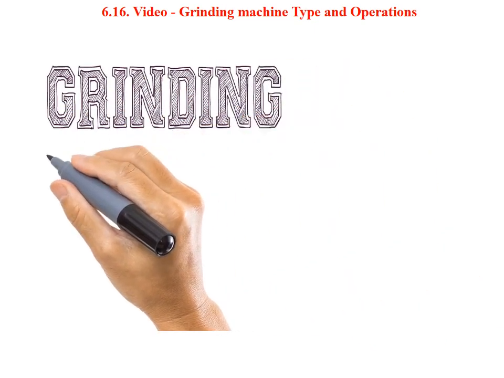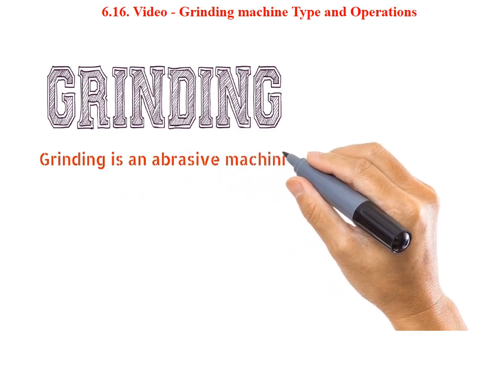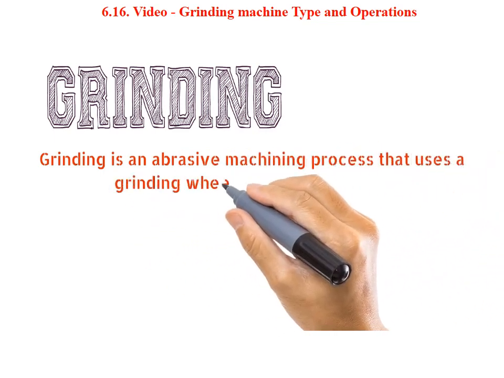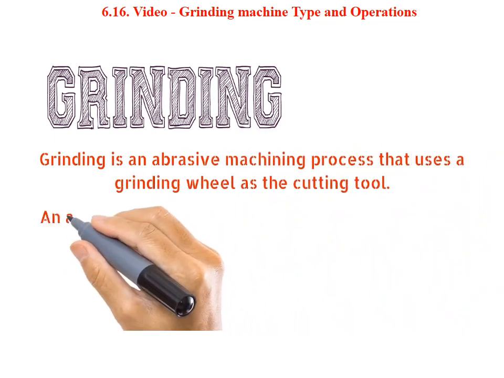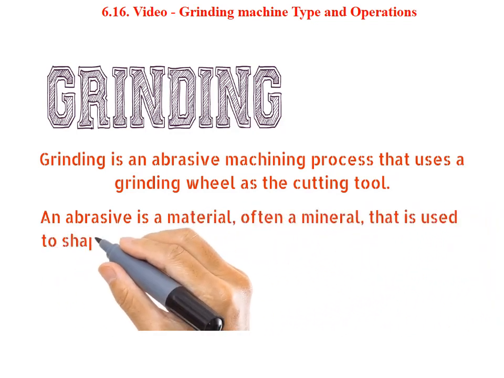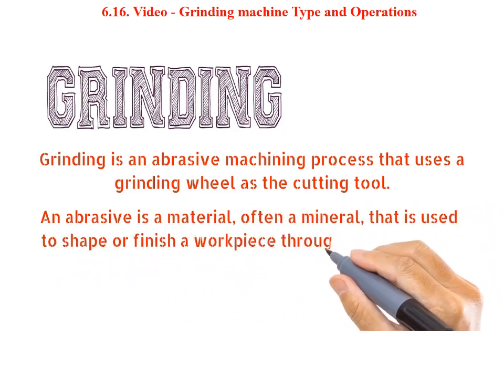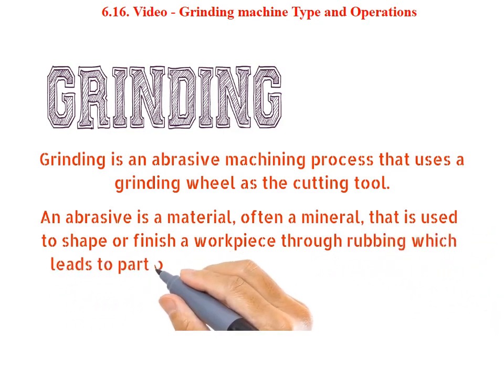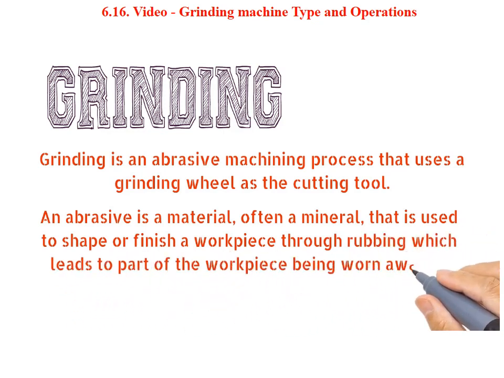Grinding is an abrasive machining process that uses a grinding wheel as the cutting tool. Abrasive: an abrasive is a material, often a mineral, that is used to shape or finish a workpiece through rubbing, which leads to part of the workpiece being worn away by friction.